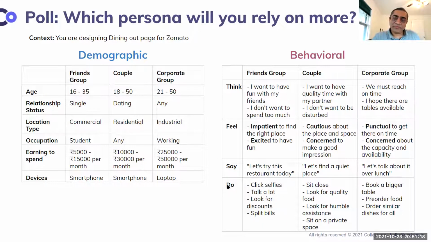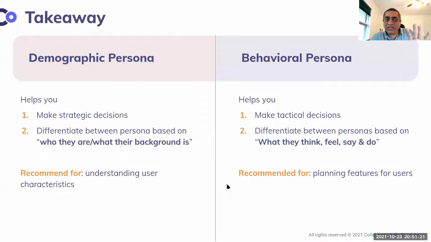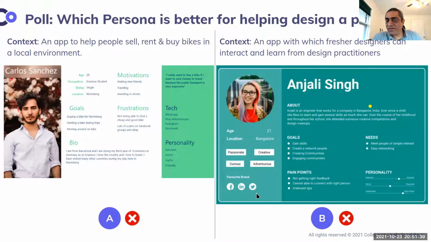Cool. Let's go to the next one. Does everybody now understand the difference between demographic personas and behavioral personas? Yes. Okay. So now let's go back to the original two. What do you guys think about it now? What type of personas are these? Are these demographic or behavioral? It's a combination of both. Combination of both, yes. But it's not detailed.